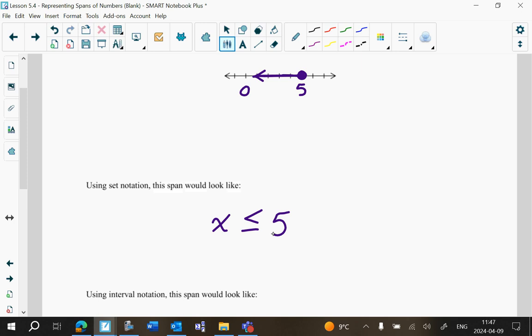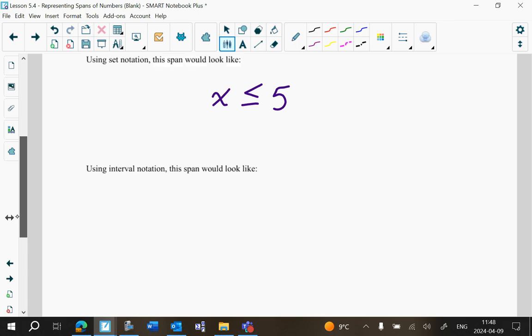For interval notation, what's the lowest number? Really? You can't go lower? It is negative infinity. And what always goes around infinity symbols? A parenthesis. What's the highest number? 5. Do we include it or no? Include it, which means bracket. You guys will find this one, I think, or most of you will find this one the easiest.